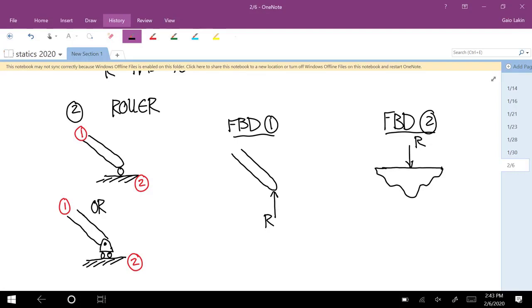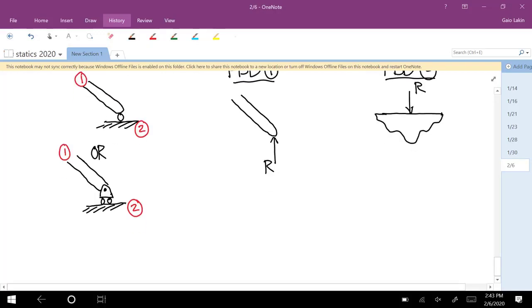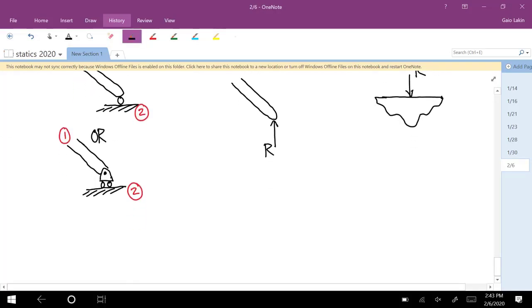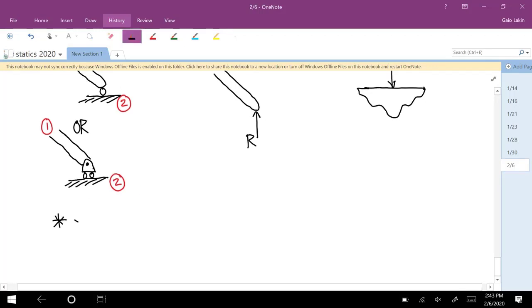What do you think about the sign of this R? Can it be either, or does it have to be positive? Yeah, it has to be positive because this can only push. So notice R has to be positive.